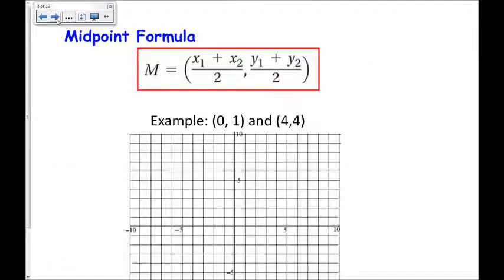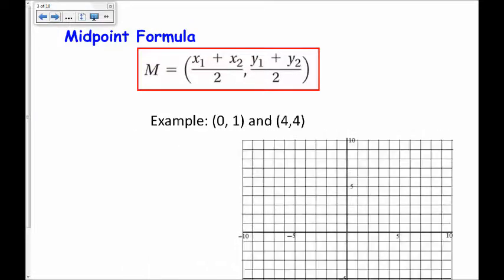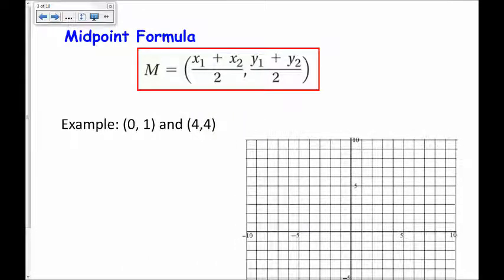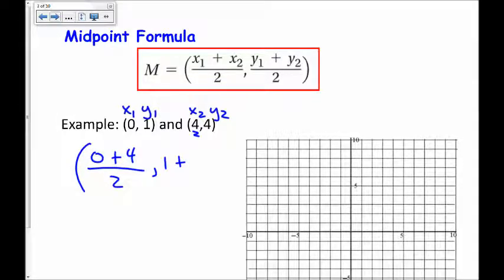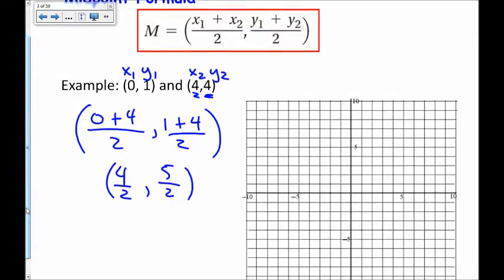The midpoint formula. Again, I'll do it with a graph and with the formula. So in the formula, again, x1, y1, x2, y2. I have x1, 0, plus x2, 4, over 2, comma, y1 plus y2 over 2. And I have 0 plus 4 is 4 over 2, comma, 1 plus 4 is 5 over 2, or I get 2, comma, 2.5.